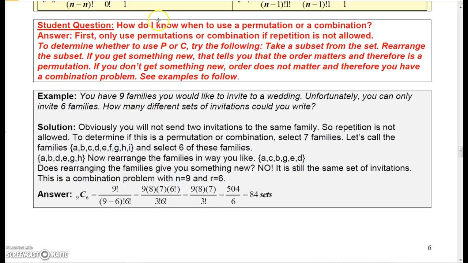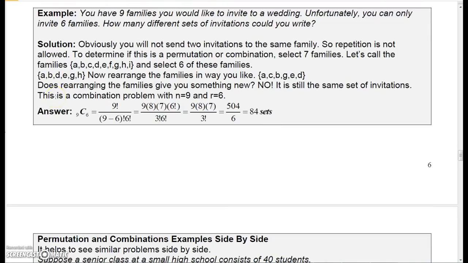So how do you know when to use a permutation or combination? Well, first, only use them if repetition is not allowed. If repetition is allowed, you have to go back to the multiplication principle. Then once you've determined repetition is not allowed, to figure out if you use permutations or combinations, do this. Take a subset, then rearrange the subset. If you get something new, that tells you that order matters and it must be a permutation. If you don't get something new, then order doesn't matter and you're just interested in the number of subsets, so it's a combination problem.